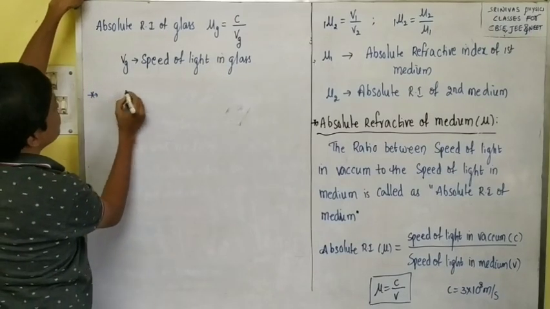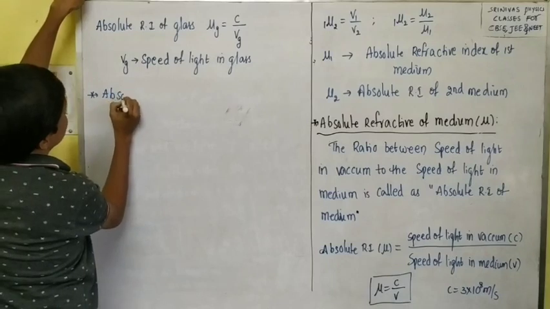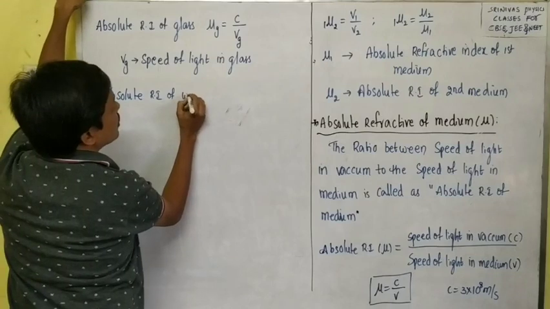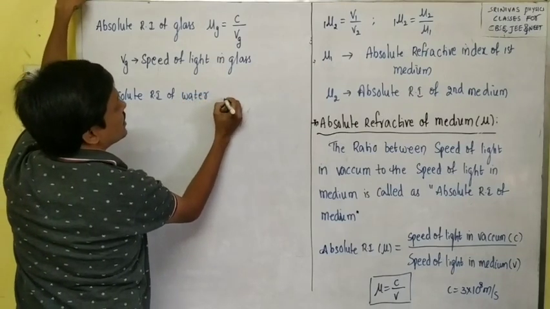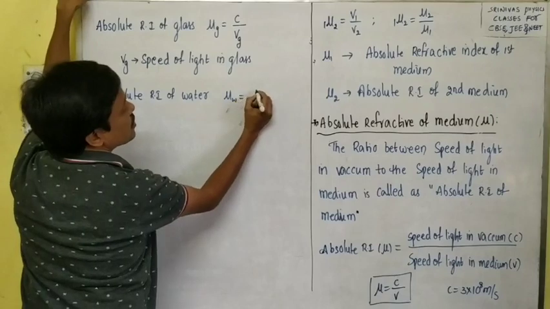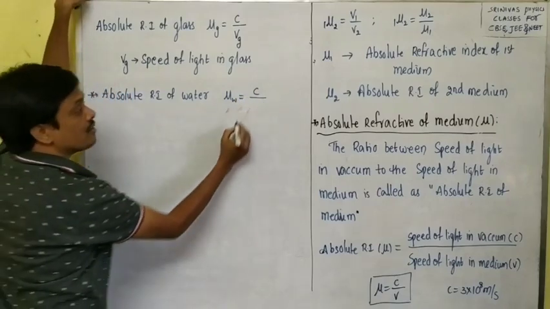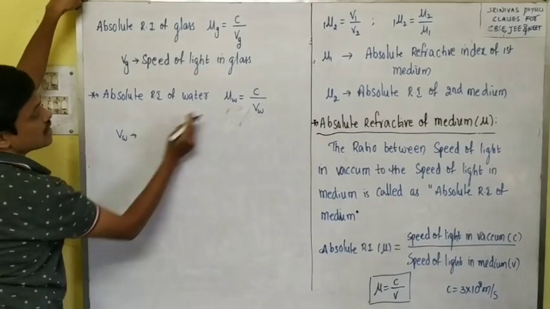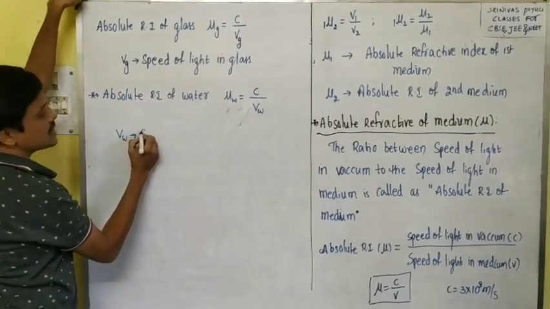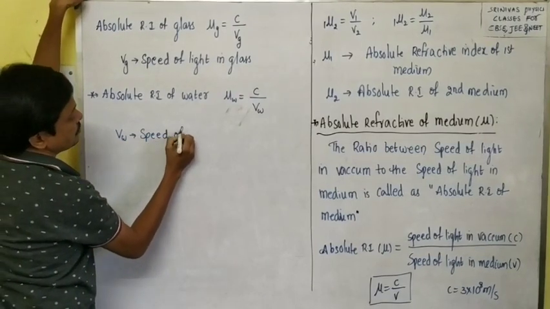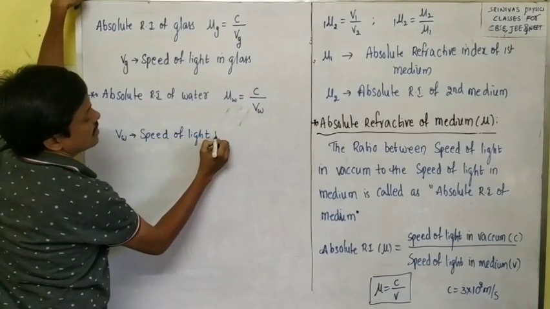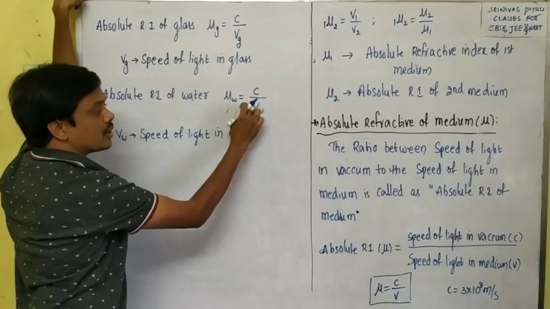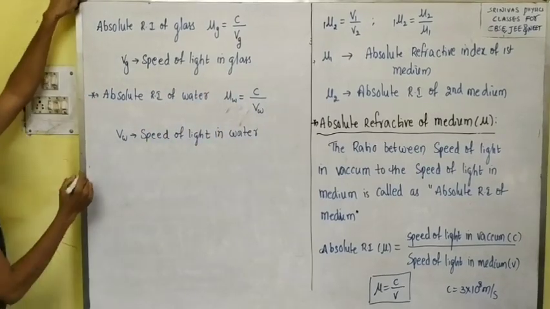And if you want the absolute refractive index of water, you have to write mu w. It is the absolute refractive index of water. It is the speed of light in vacuum by the speed of light in water. What is vw here? c is the speed of light in vacuum, and vw is the speed of light in water. Right? In the denominator, whichever medium you write the speed of, you get that medium's absolute refractive index.